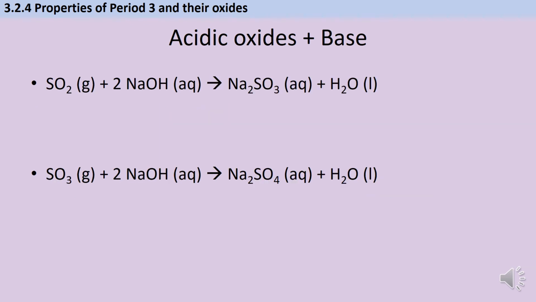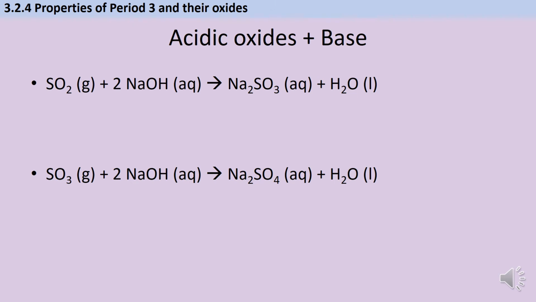The equivalent equations for sulfur dioxide and sulfur trioxide are much more straightforward and easier to remember than the one for phosphorus pentoxide. 1 mole of either one of these gases reacts with 2 moles of sodium hydroxide to make 1 mole of salt and 1 mole of water.